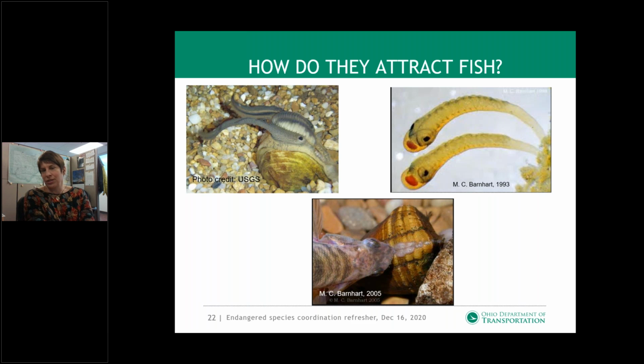Some other mussels, if you look to the top right, make these little packets of glochidia that look like worms and midges and bugs. And fish come along, especially darters and some of the bottom feeding fish, and snack on these and get infested with the glochidia.